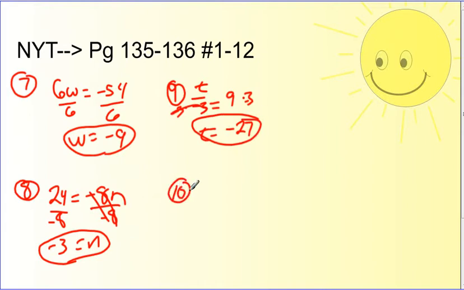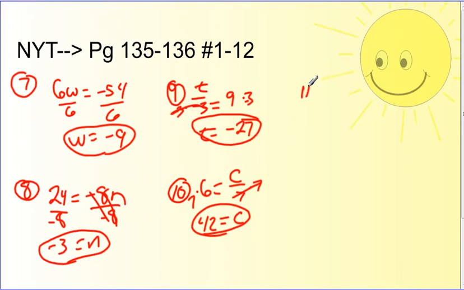Number 10 says 6 equals c over 7. And we're going to, opposite divide by 7 is times by 7, times by 7. These cancel. C equals 42. Number 11. 13 equals z over negative 2. The opposite of divided by negative 2 is times by negative 2, times by negative 2. These cancel. Z equals a negative 26.